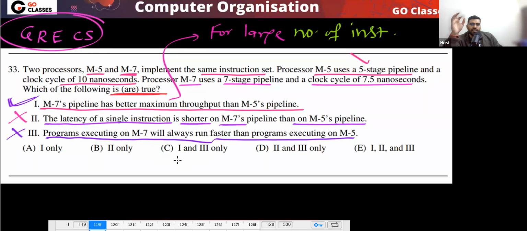Your program is a one-instruction program. Then of course this is always false, right? Because of this, this statement is always false. So the final answer will be option A. This option is the answer.